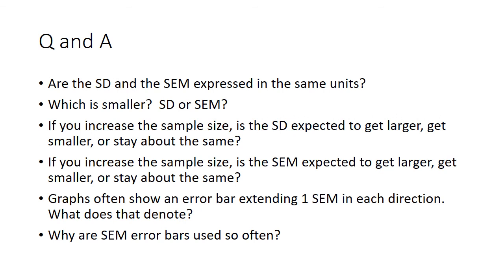Are the SD and the SEM expressed in the same units? Which is smaller, SD or SEM? If you increase the sample size, is the SD expected to get larger, get smaller, or stay about the same? If you increase the sample size, is the SEM expected to get larger, get smaller, or stay about the same? And then graphs often show an error bar extending one standard error of the mean in each direction. What does that denote? And why are standard error of the mean bars used so often?